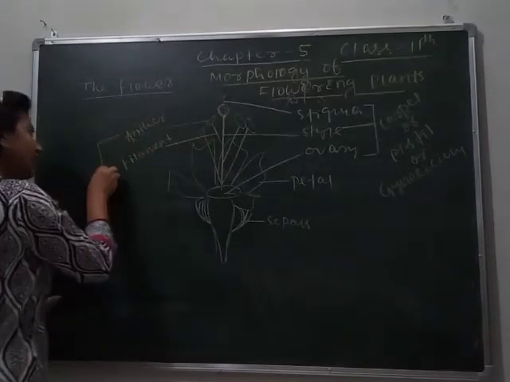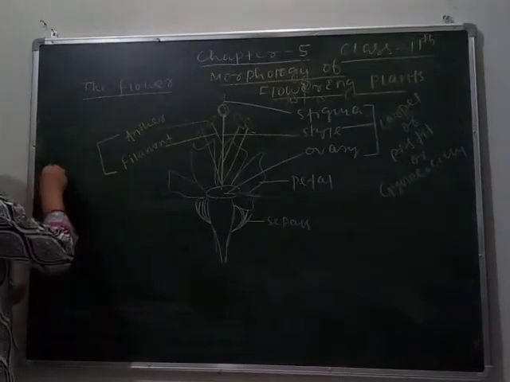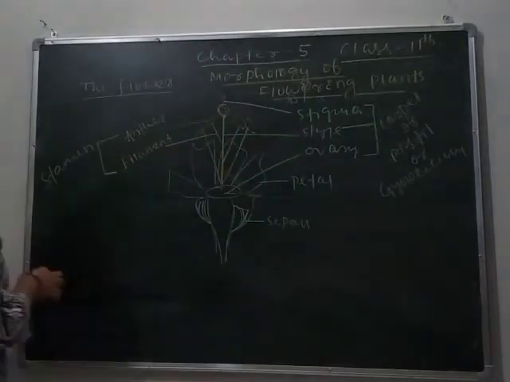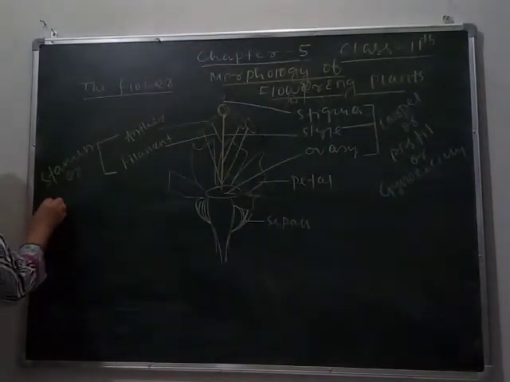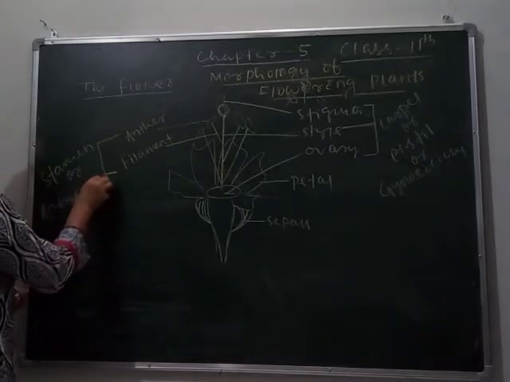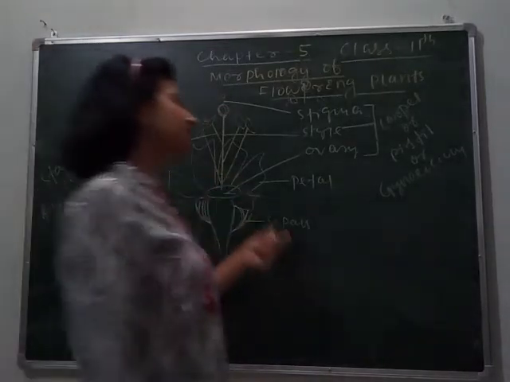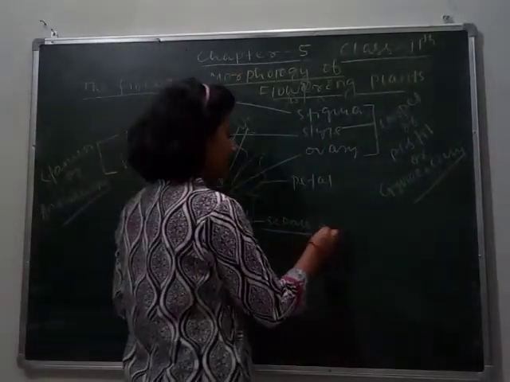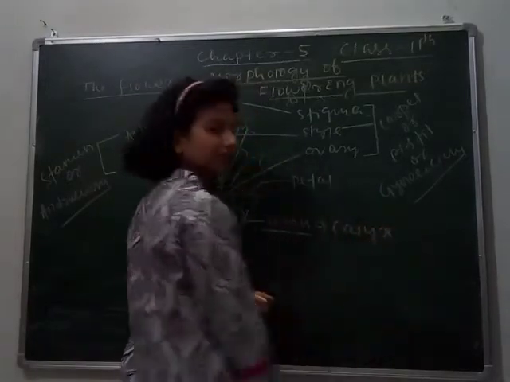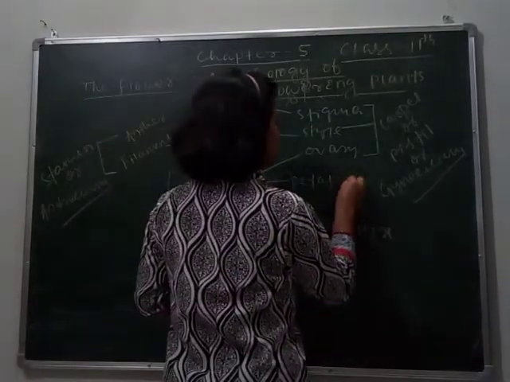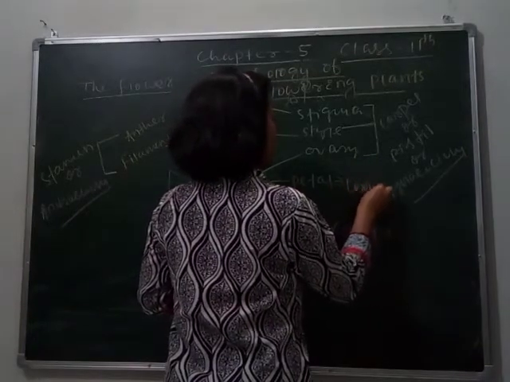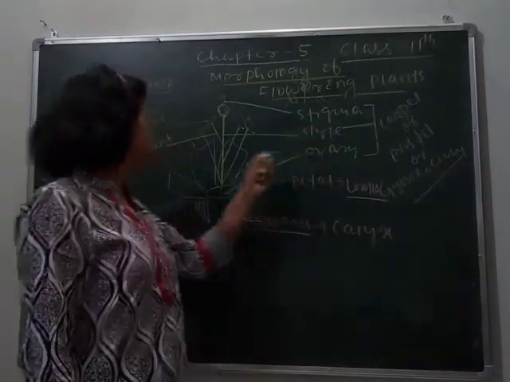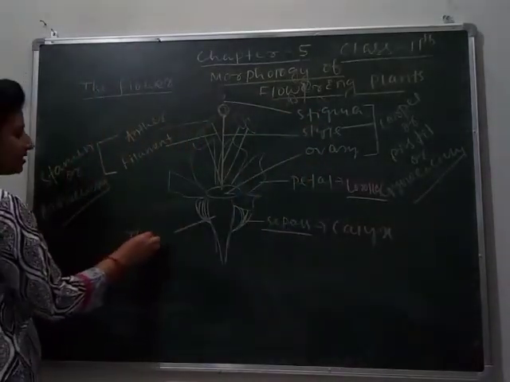So anther and filament form stamen. This is the male part of flower, stamen, or we can say as androecium. This is androecium and this is gynoecium. This is sepals. Sepals together form calyx. Then your petals together form corolla. And the female part consists of stigma, style and ovary, and this part is thalamus.